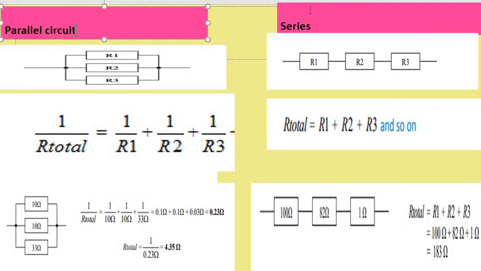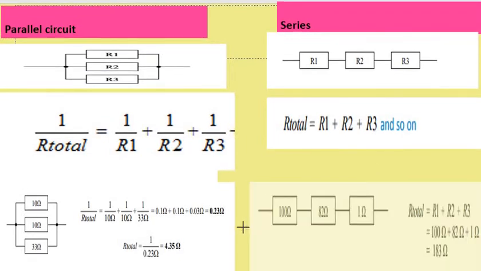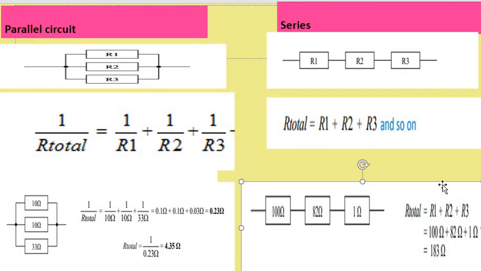The series circuit is a lot easier as we add resistors, and they're in series. The resistance is just added together. So for example, if this is 100 ohms plus 82 plus 1, you're going to get 183 ohms.